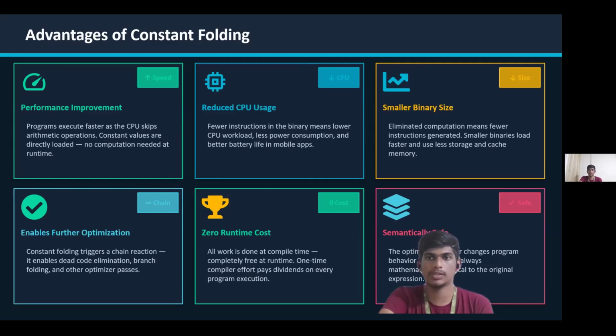Elimination of computation means fewer instructions are generated, and if fewer instructions are generated, then smaller binaries are loaded faster, which uses less storage and cache memory. And it also enables further optimization techniques, and runtime cost will be almost zero since we know the value beforehand. And it's also safe, since it never changes the program behavior, and the result is always mathematically identical to the original expression.